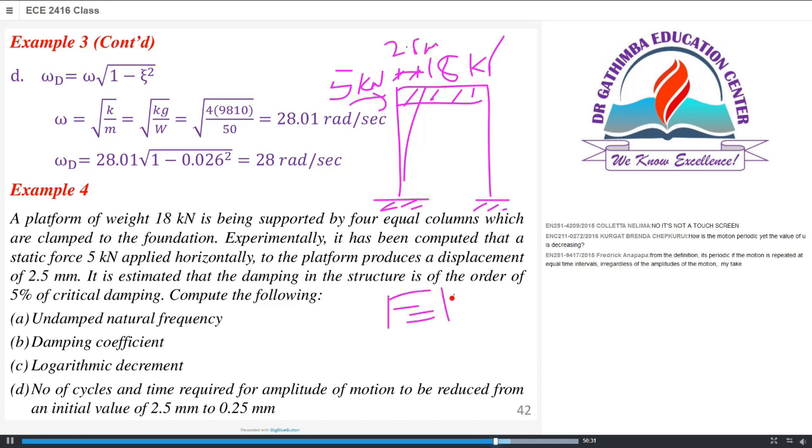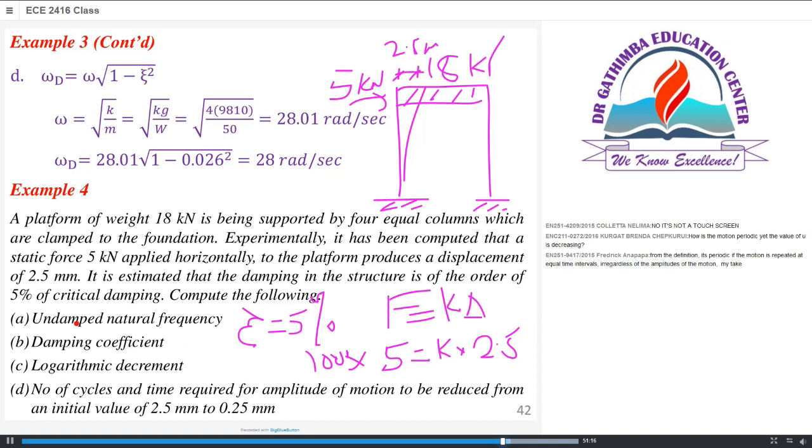F is equal to K times the displacement or deformation. So we have a force of 5 kilonewton. We have the spring stiffness, which we do not know, brought about by a displacement of 2.5. Remember, this is 5 kilonewton and this is millimeter, so you have to convert it to newton by multiplying by 1,000. Again, it is estimated that the damping in the structure is in the order of 5%. This is the damping ratio.